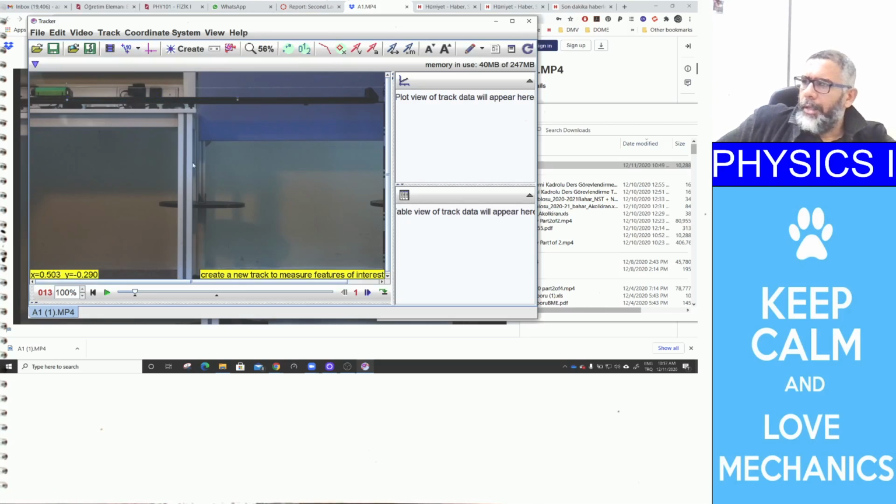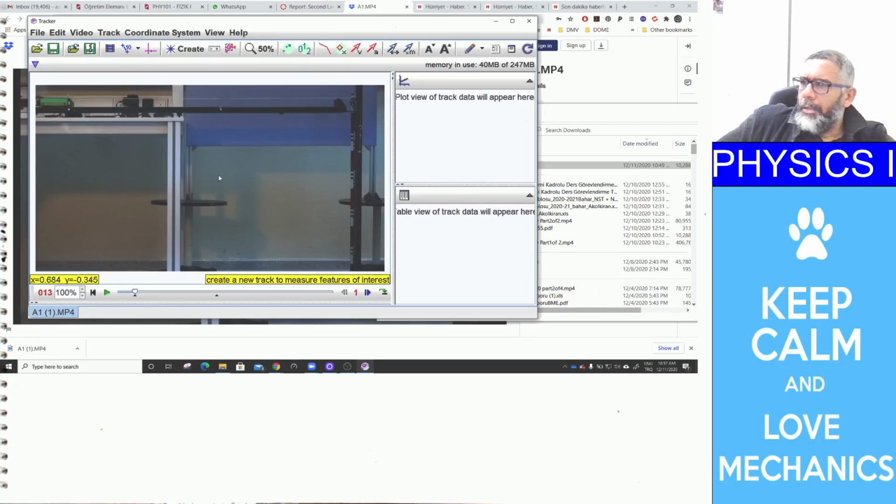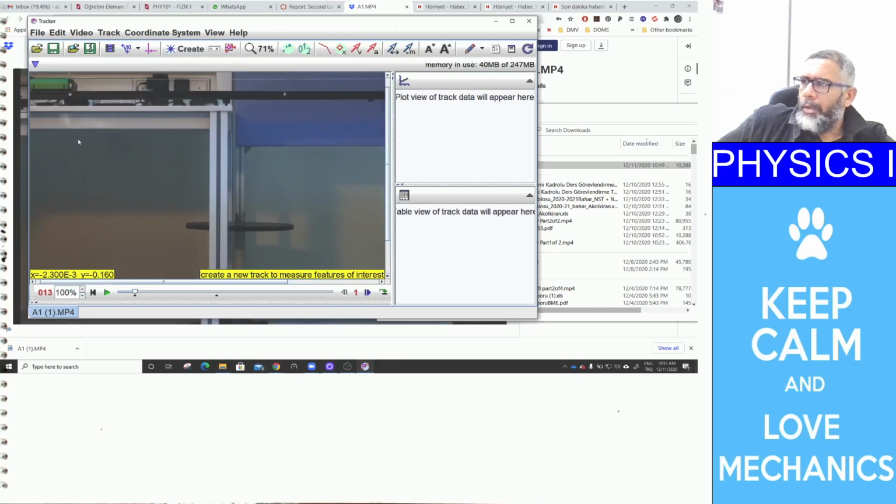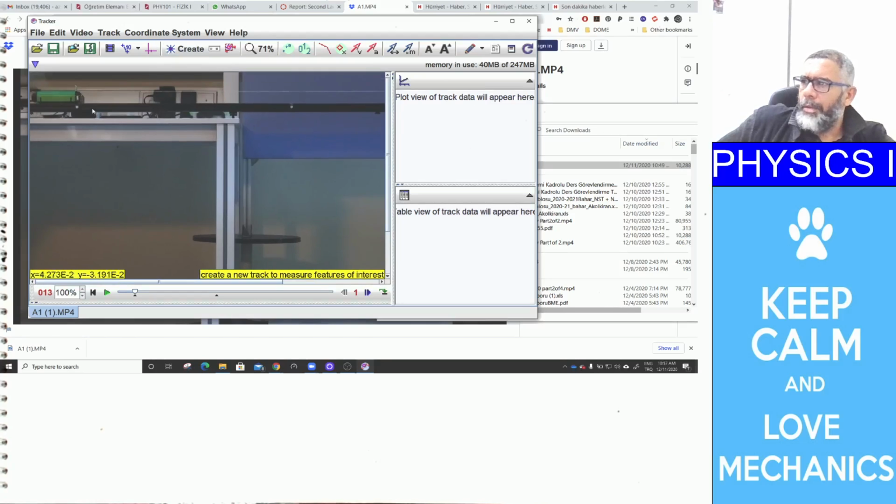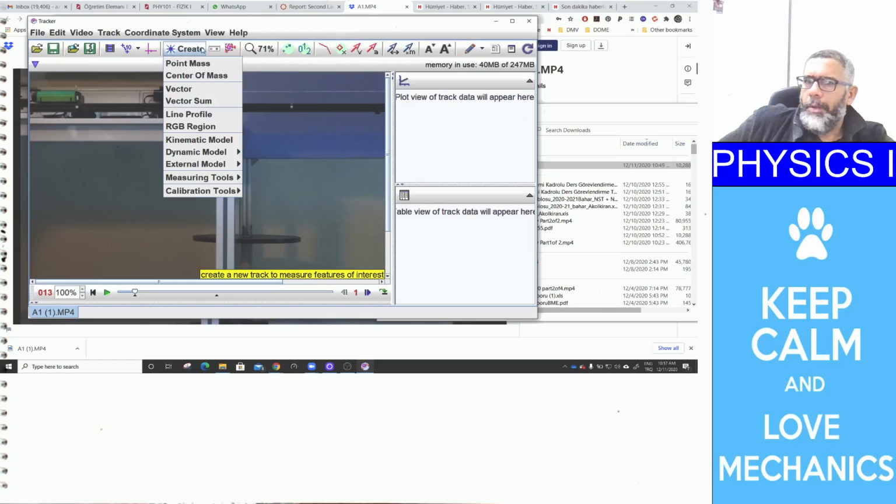And the scale is ready, and everything is ready except that we have to create our object, because we are going to produce a data table over here, position versus time. From this data, Tracker will be able to determine the acceleration of this car. So come over to the Create button and choose the first one, which is Point Mass.